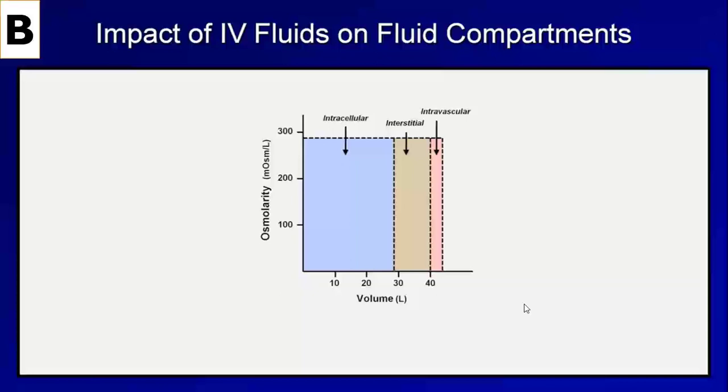When I prescribe IV fluid for a patient, I should expect which compartment will increase and whether the osmolarity will change or not. So suppose this is the normal body and we have the intracellular compartment, interstitial compartment and intravascular compartment, and the serum osmolarity of about 290. This is the normal.